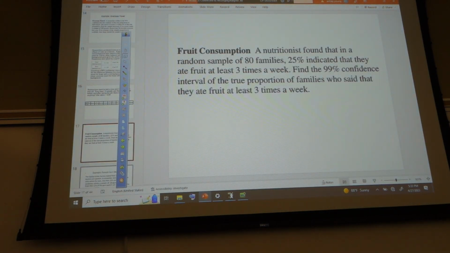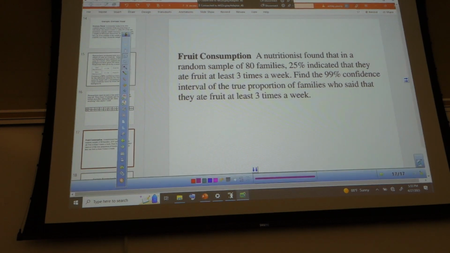Chris, go ahead and read. Through consumption, a nutritionist found that in a random sample of 80 families, 25% indicated that they ate fruit at least 3 times a week. Find the 99% confidence interval of the true proportion of families who said that they ate fruit at least 3 times a week. Great. Is this a proportion or a mean, folks?